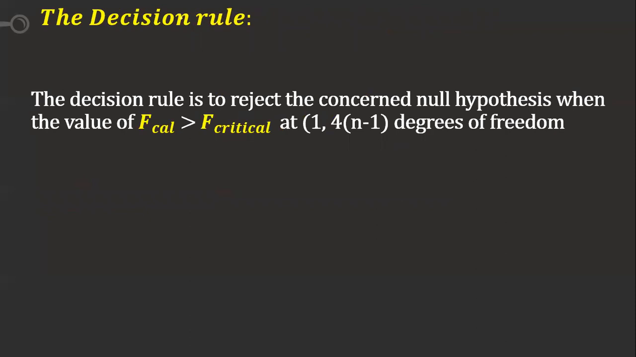Now, what is the decision rule here? This is the decision rule we know clearly in our hypothesis testing. If the calculated value is greater than the critical value, then reject. Otherwise, don't reject. So this is the degrees of freedom given. This value should be taken from the F table. That you have to keep in mind. Okay, now this is the decision rule.